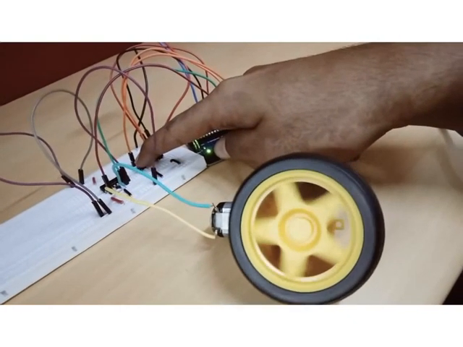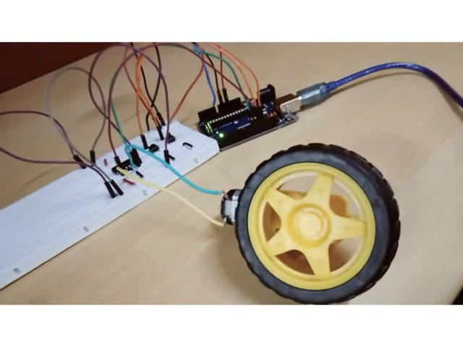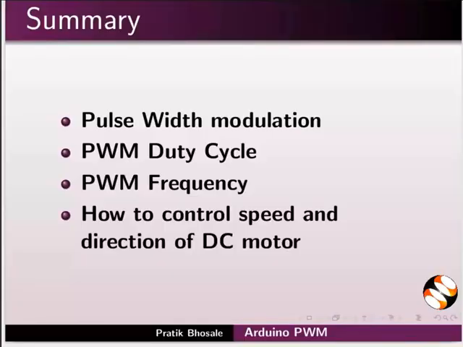This brings us to the end of this tutorial. Let us summarize. In this tutorial, we learnt about pulse width modulation, PWM duty cycle, PWM frequency, and how to control speed and direction of a DC motor.